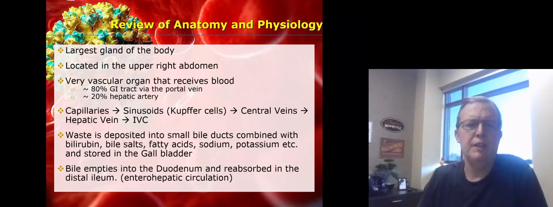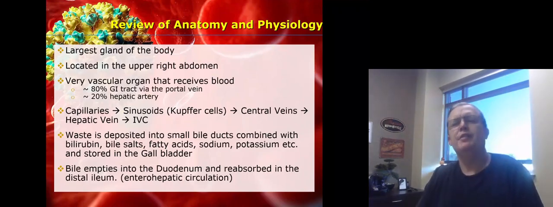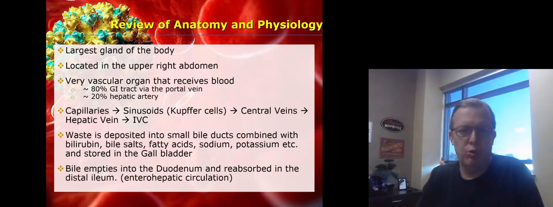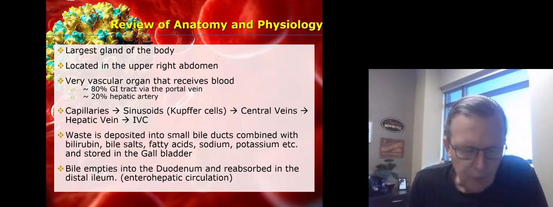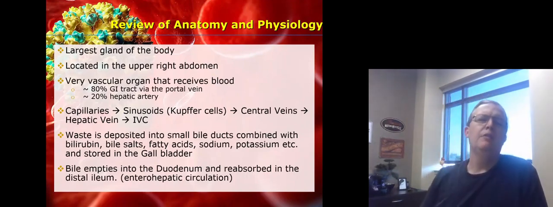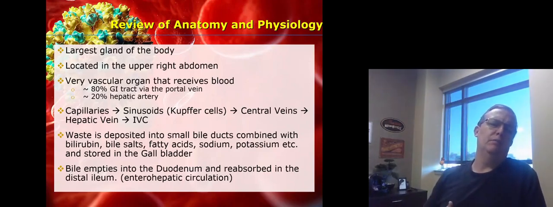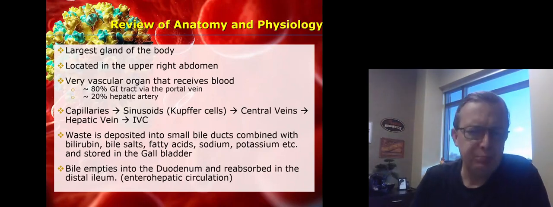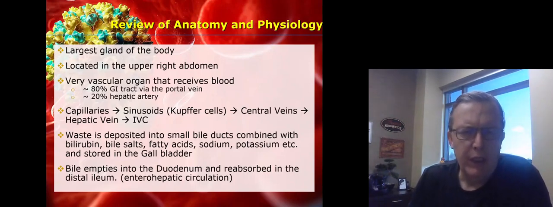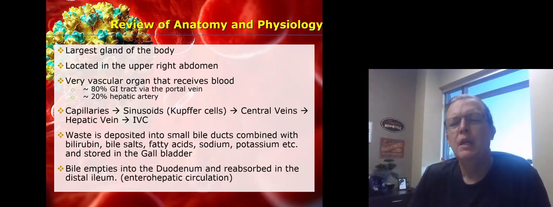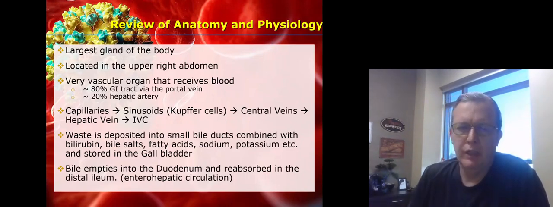It's located primarily in the upper right abdomen, and does extend across the central portion of the abdomen, just above the umbilicus, in the gastric region. And you'll remember that from CPR. This is an important takeaway: the liver is a highly vascular organ.